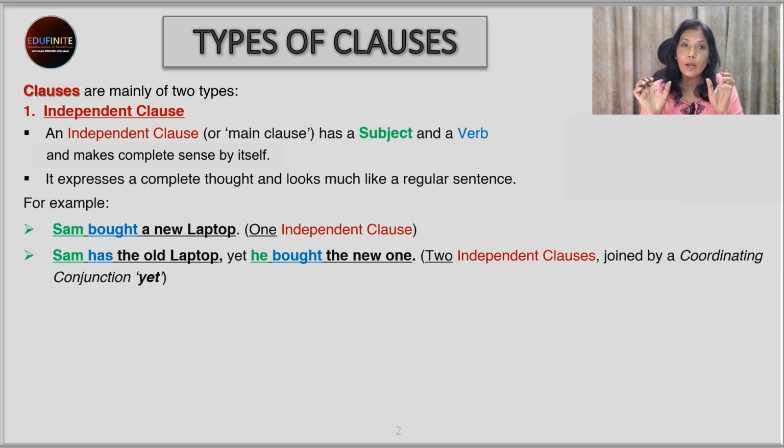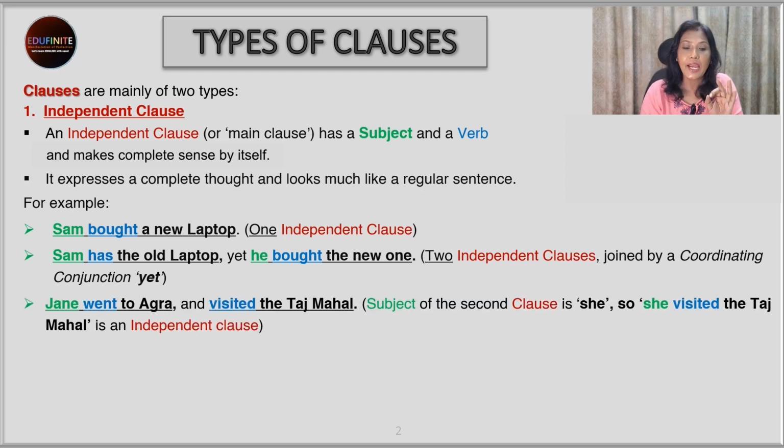Now these two independent clauses are joined together by the word yet. And what is that word yet called? That is called a coordinating conjunction. Okay, so we don't take into account a coordinating conjunction as a clause. That's just a coordinating conjunction that is joining the two independent clauses to form a sentence.